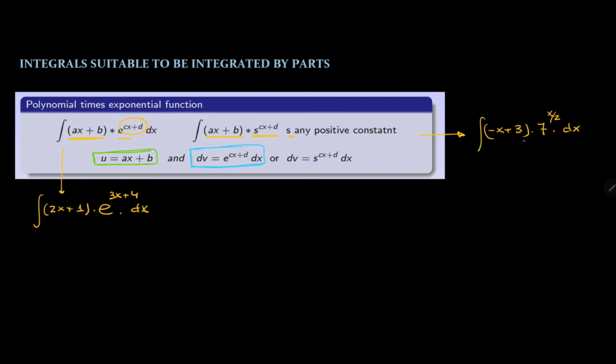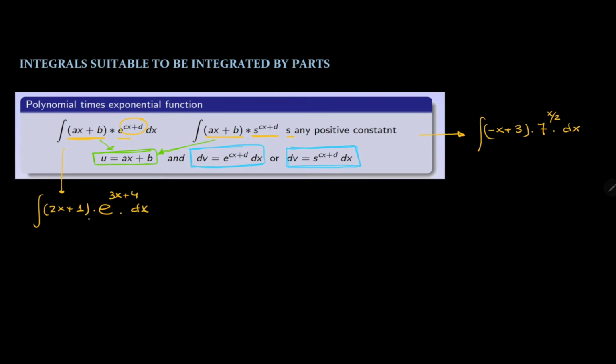Polynomial expression of degree 1 times an exponential with a general base, not just the number e. And again, the choice is the same: u is the polynomial expression multiplying the exponential, and for this general case, again, dv is the exponential raised to the polynomial expression. Let's solve these two examples according to the formula.